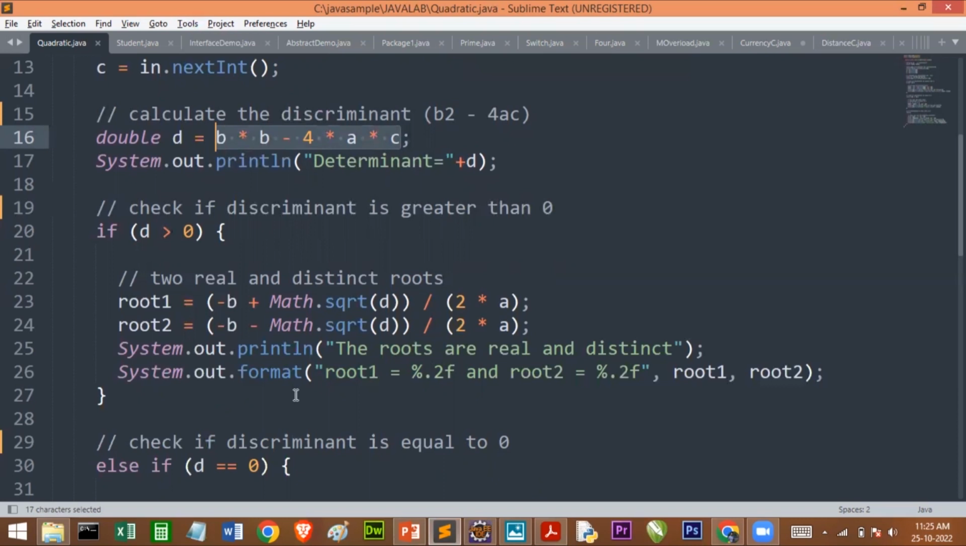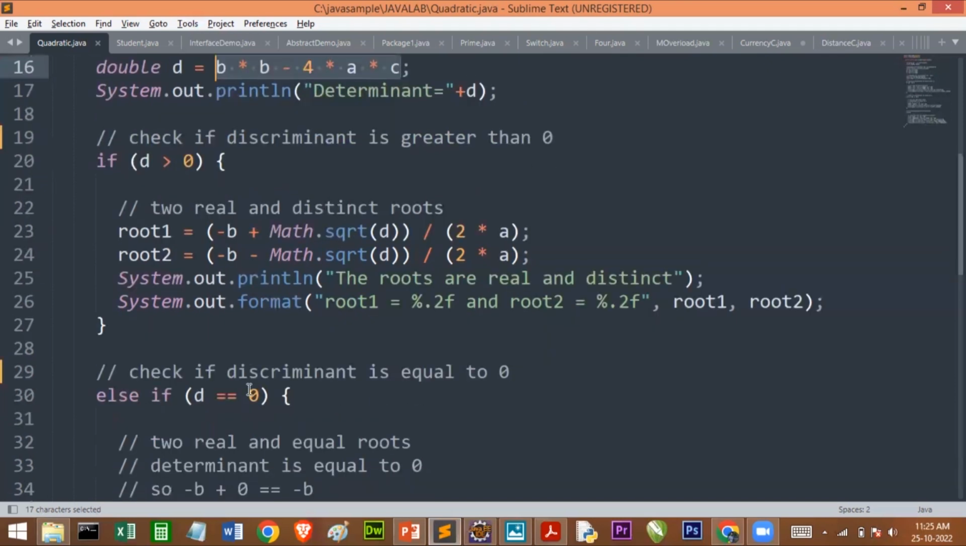Here you can use format specifiers, like how we use them in C language. %d for integer, %f for float and double. You can restrict the decimal positions also. So here I'm printing root 1 and root 2. Those values are in the root1 and root2 variables. So this is the code if my determinant is greater than 0.